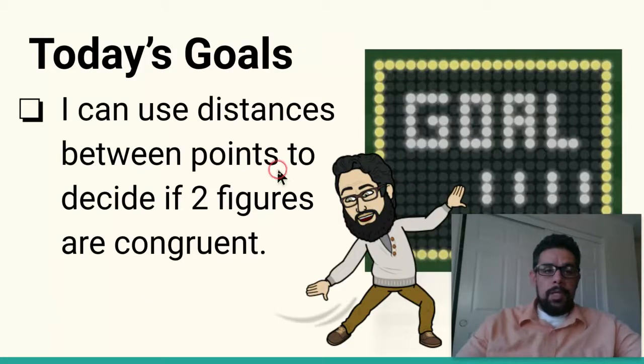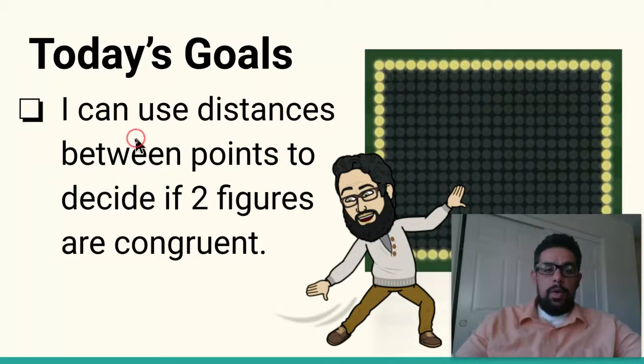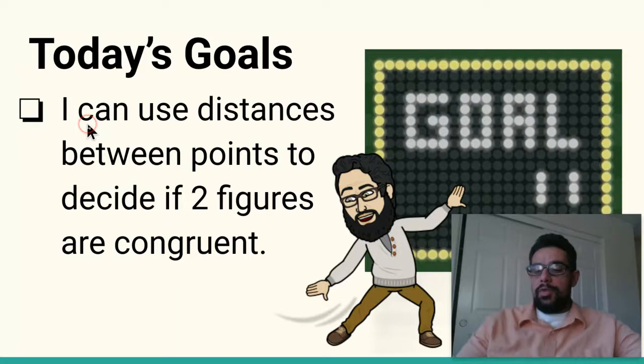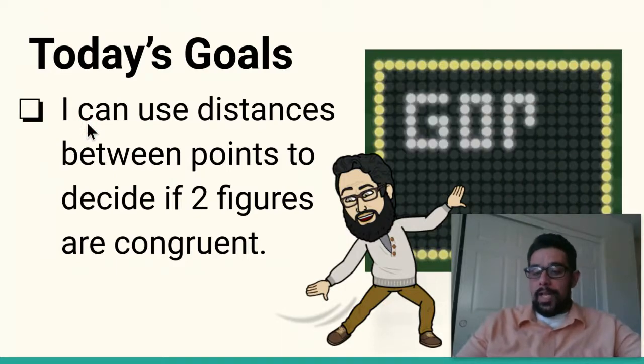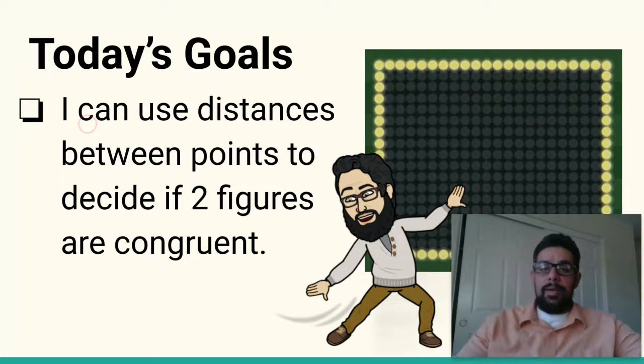Reviewing our goals for the day, we use the distances between those points in the two figures to see if they are congruent. If the distances are the same, then it could be congruent. If you find one thing that is not the same, then they are not congruent.